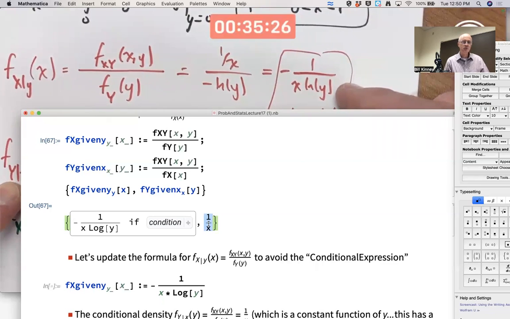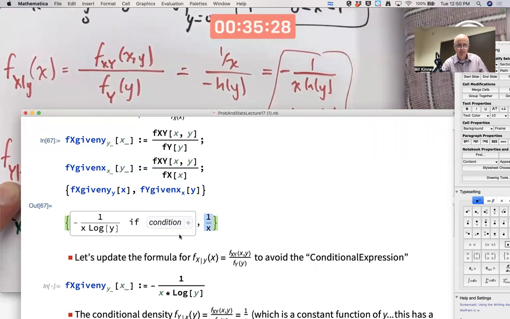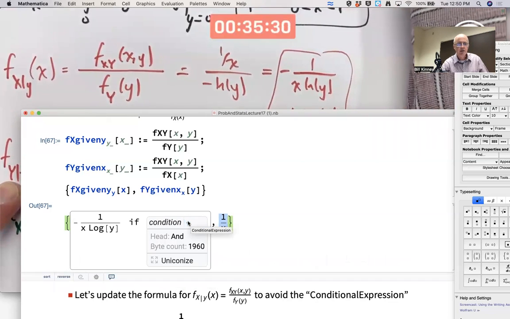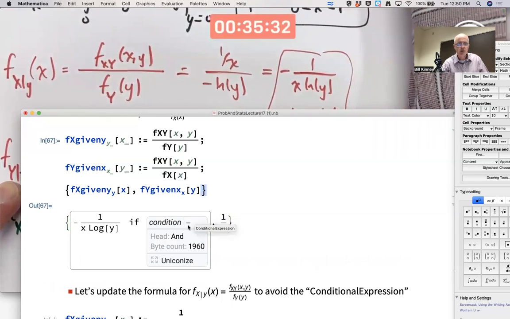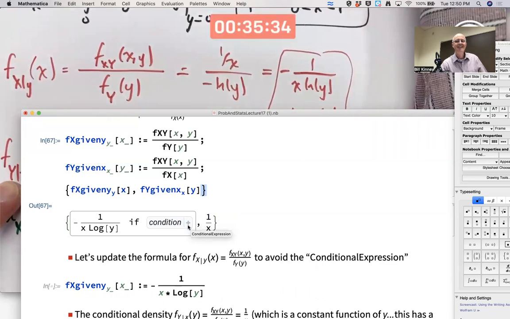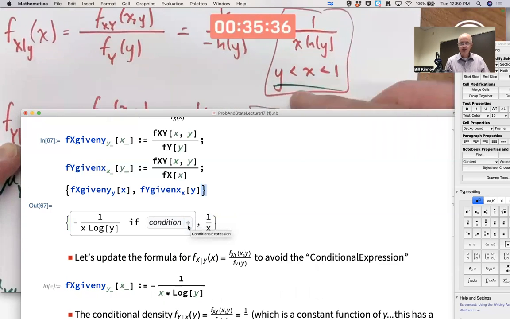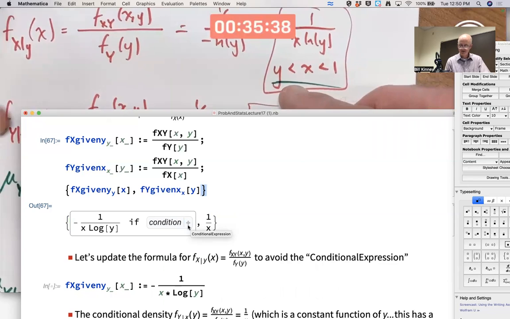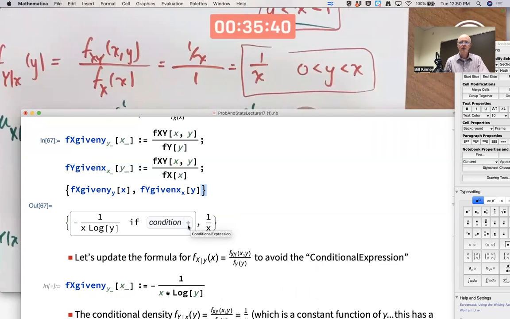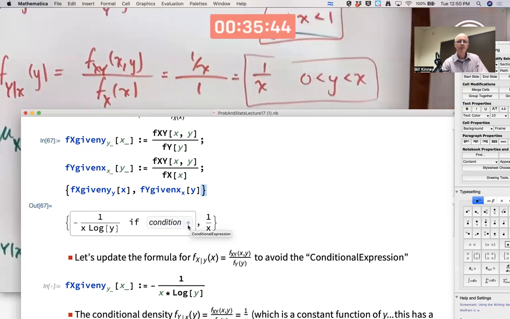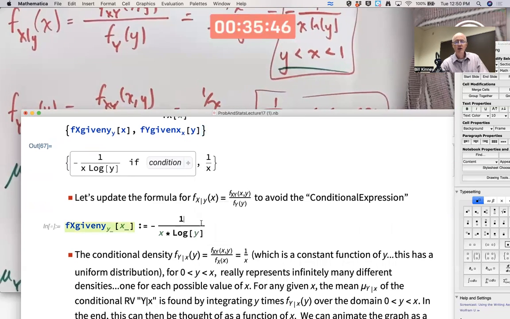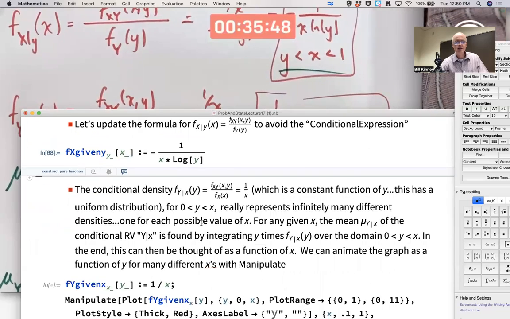Mathematica is not telling us the domain unless maybe if I click this button, maybe it will. Okay, I'm not sure what it's doing there. You should realize the domain for this is x goes between y and 1. And the domain for this is that y goes between 0 and x. It was all based on the picture. I avoided the conditional expression by doing this.